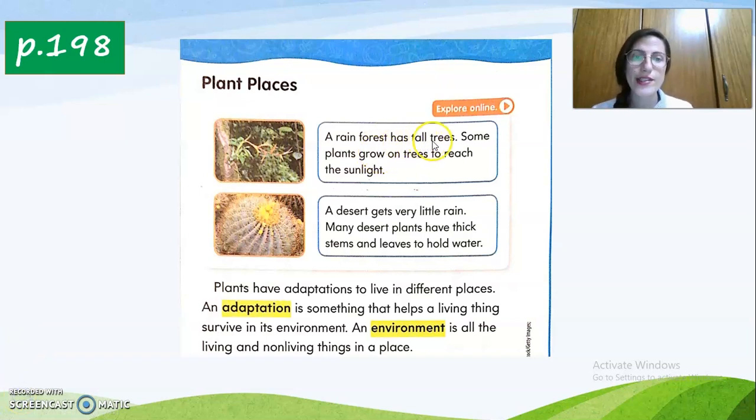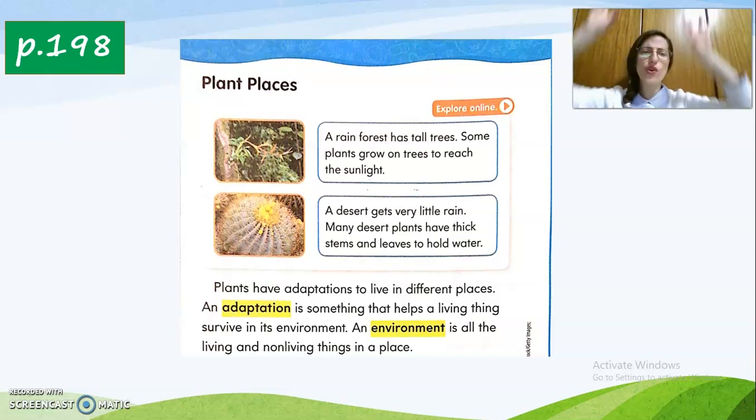A rainforest has tall trees. Some plants grow on trees to reach the sunlight. Again, a rainforest has tall trees. Some plants grow on trees to reach the sunlight. So many of you would wonder, what is a rainforest? A rainforest is a big forest with very tall trees.